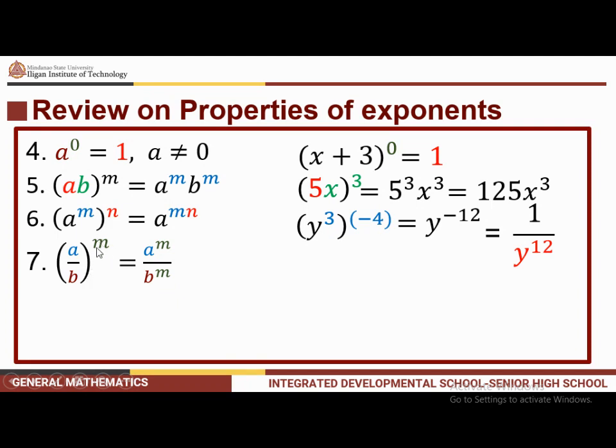So what happens is the exponent M outside will just be distributed. So you'll have A to the power of M divided by B to the power of M. For example, you'll have 2 divided by X to the power of 3, so it becomes 2 cubed divided by X cubed. So this is just equal to 8 over X cubed.